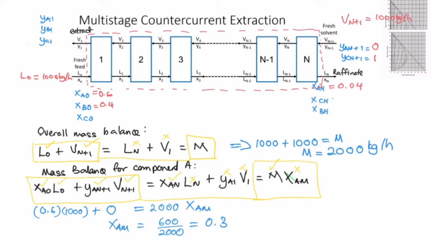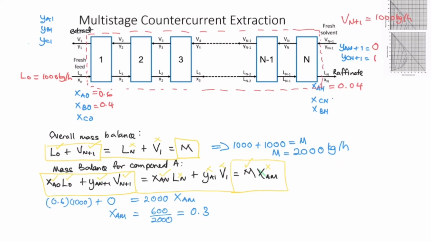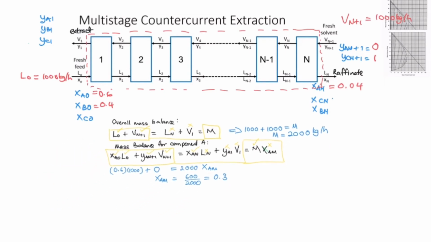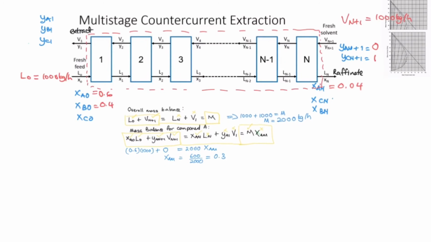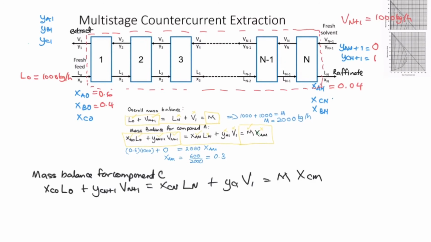So the value is not more than 1. Therefore, for the time being, we're going to accept this value of XAM. Okay, now we have done using the overall mass balance and the mass balance for component A. So now let's look at the mass balance for component C. So this is the mass balance for component C.